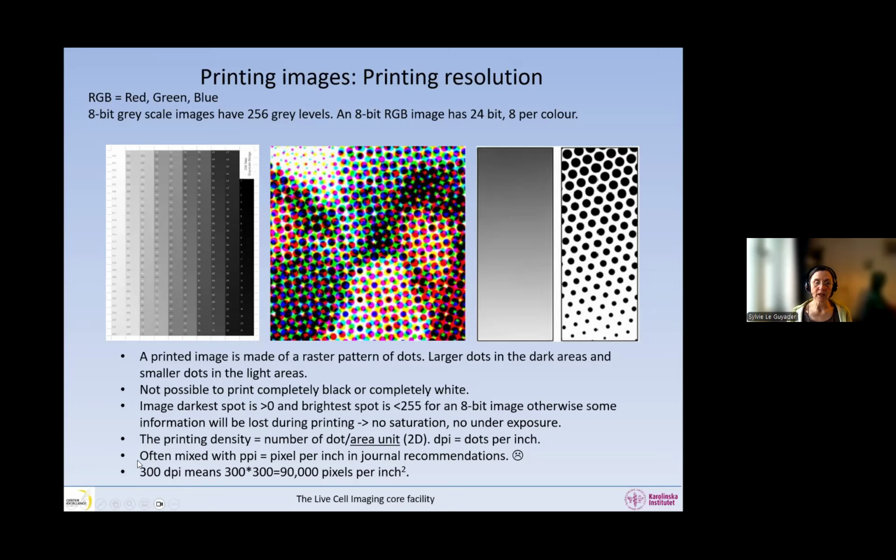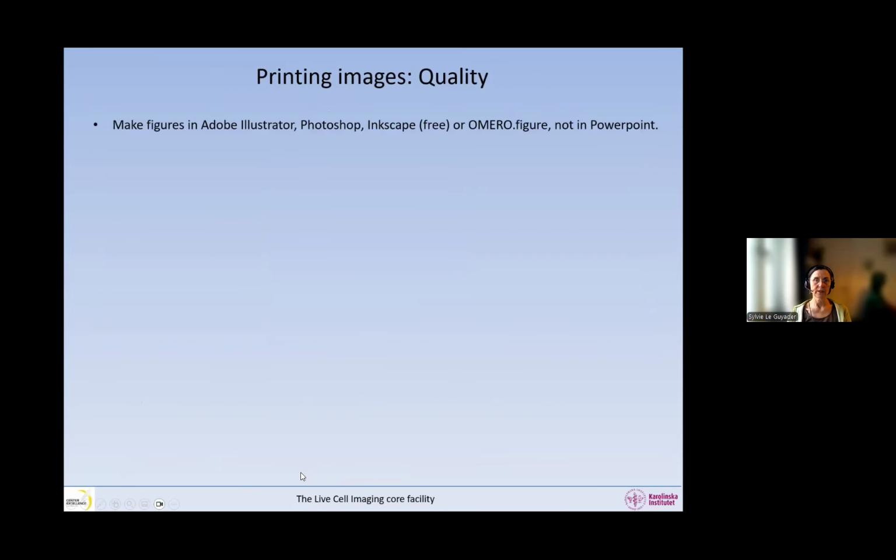So if the journal requires 300 dpi, it's actually a little bit misleading because it's actually per square inch. Our images are two-dimensional, so it's going to be 300 by 300 pixels. So that's 90,000 pixels per square inch, okay? So it's called 300 dpi, but really it should be understood as 300 by 300 pixels per inch.